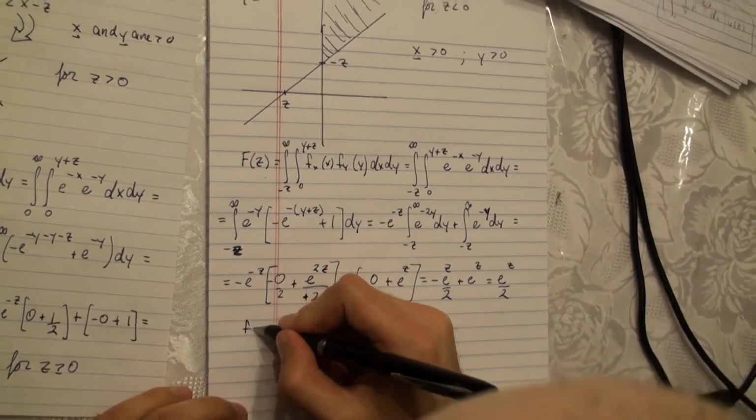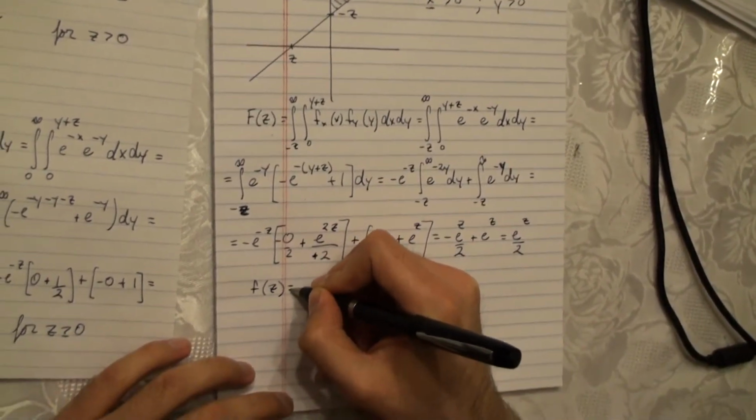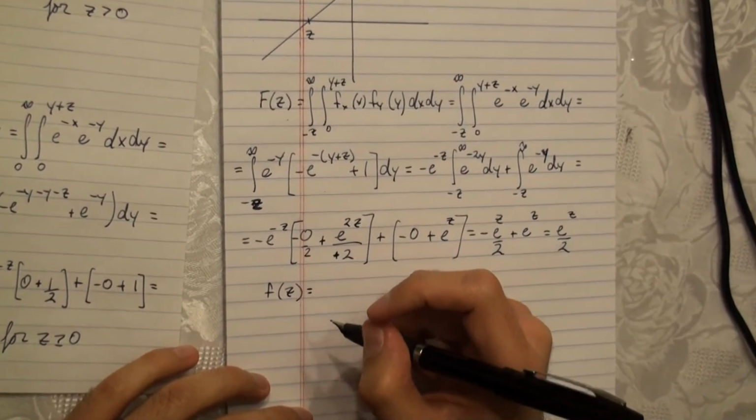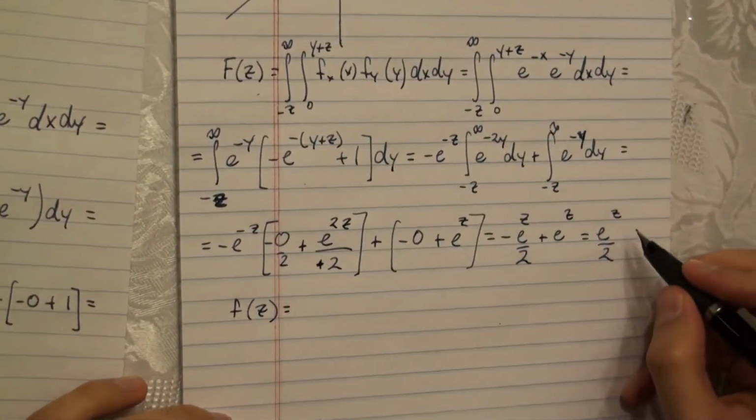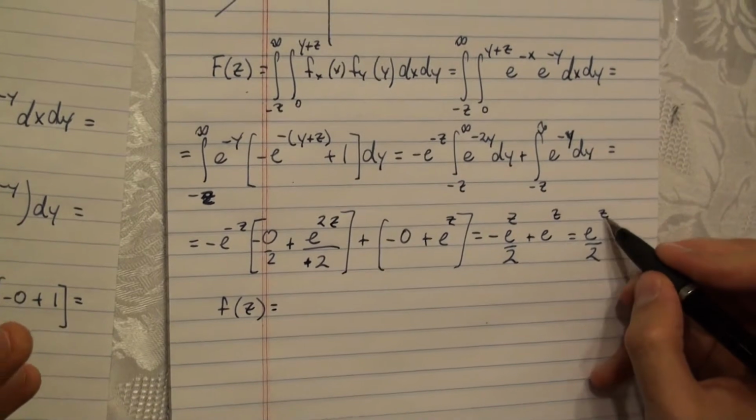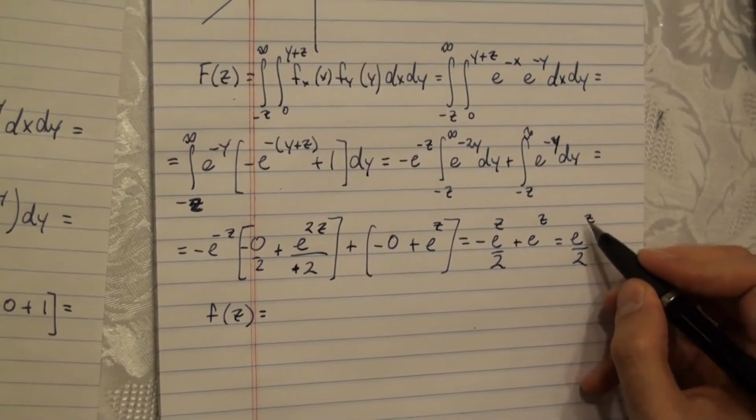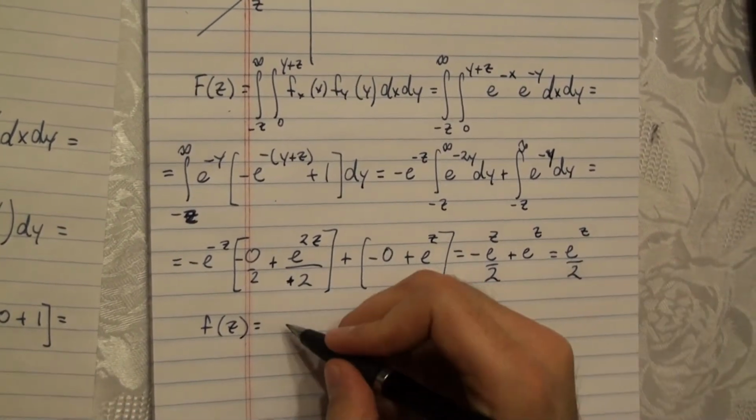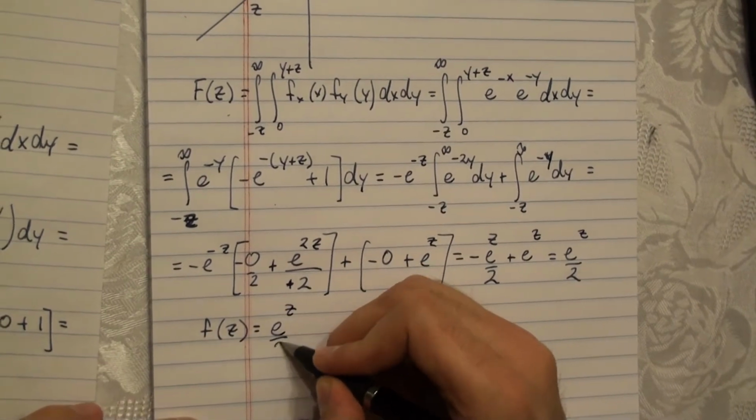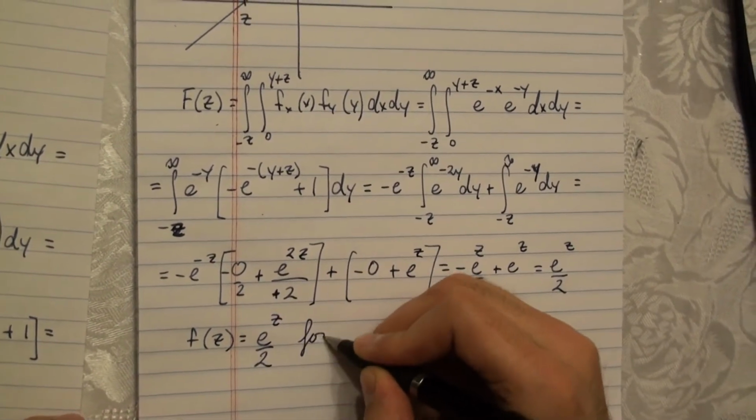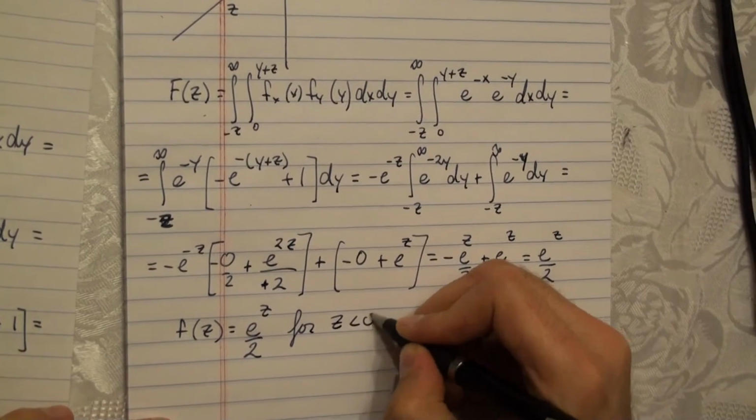So now little f of z is going to be the derivative of that. So the derivative of that is just itself, because if I take the derivative with respect to z, you just get 1, so it's just going to be e to the z over 2. And this is for z less than 0.